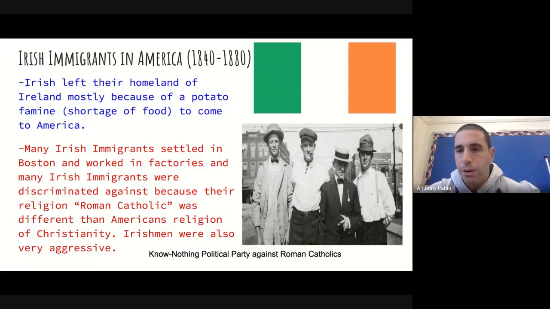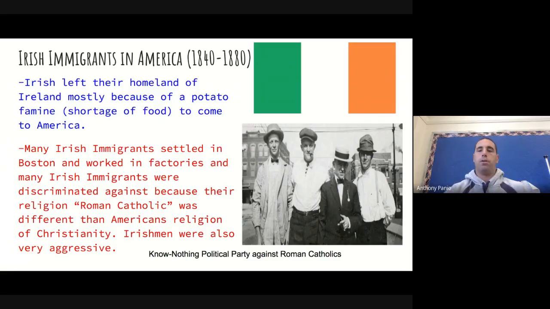And this is a photo of some of the Irish immigrants when they came to the United States. Again, they spoke English, but they had a very heavy accent. If you've ever heard an Irish person speak in English, it sounds a lot different than someone from New York, I would say. All right? So this is the Irish. This is group number one.